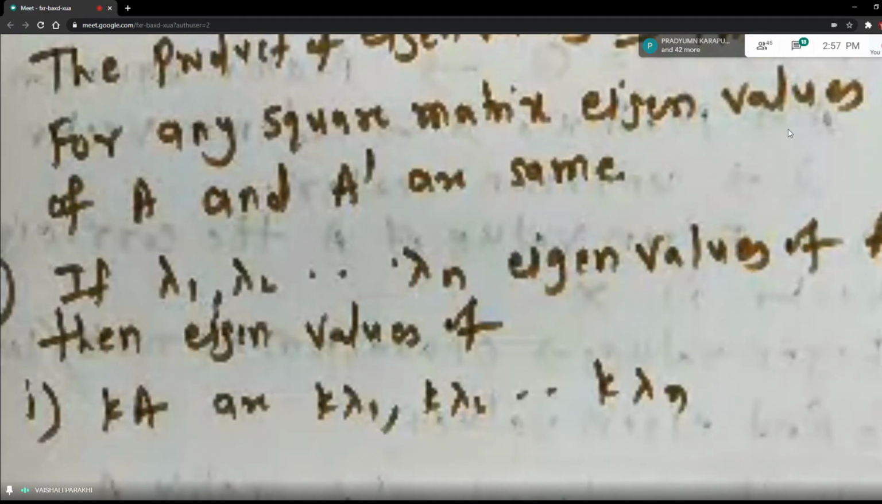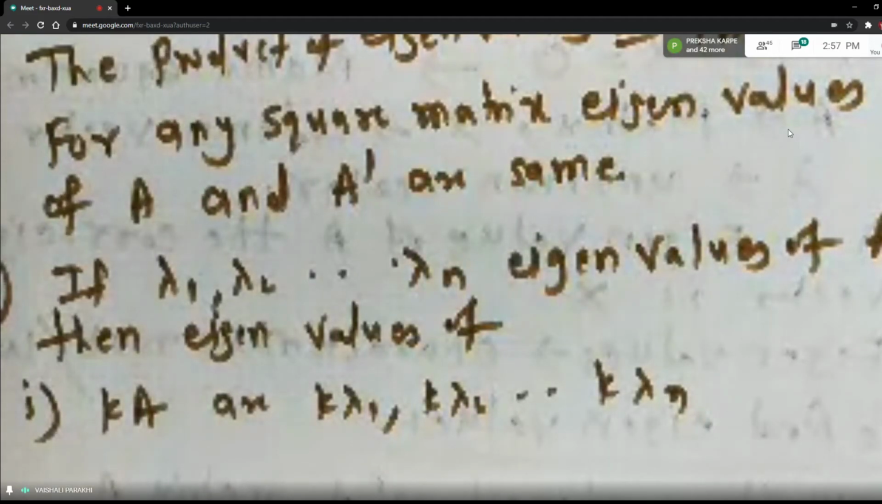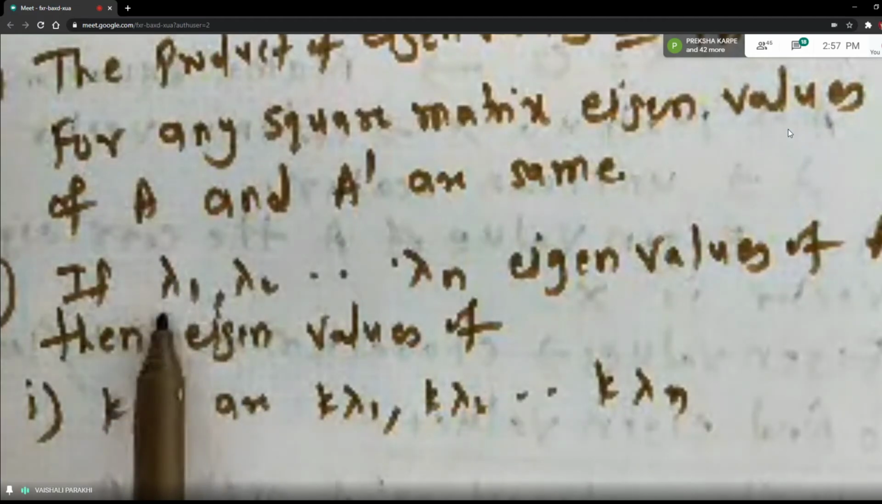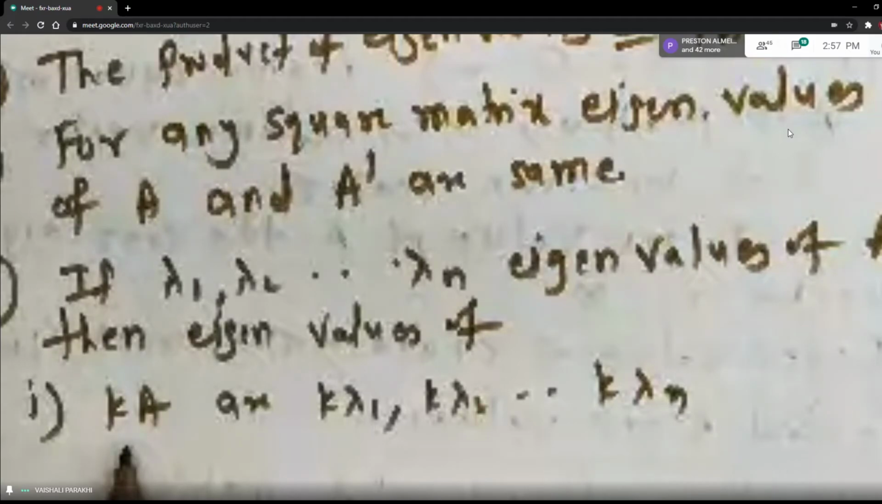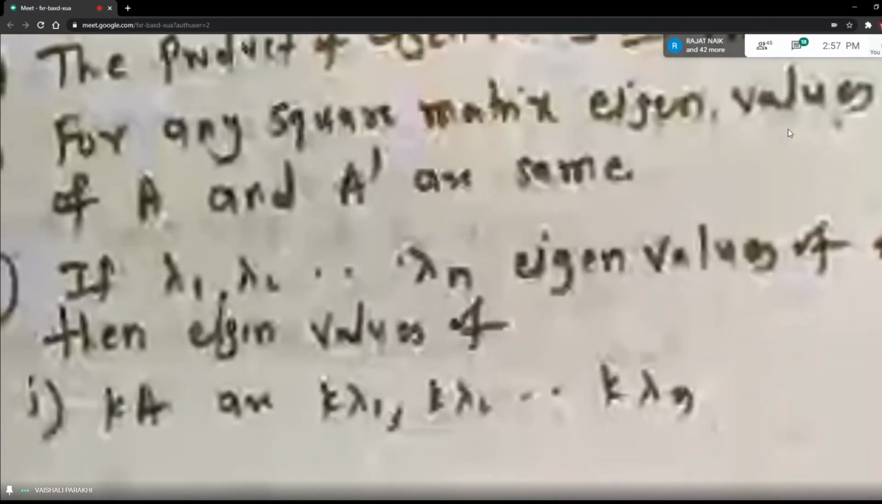So you are not going to multiply every element of the matrix by 3 and all. You take the original matrix's eigenvalues and multiply every element by that number 3. K may be any scale, okay?